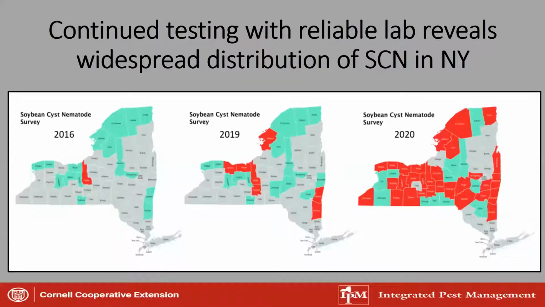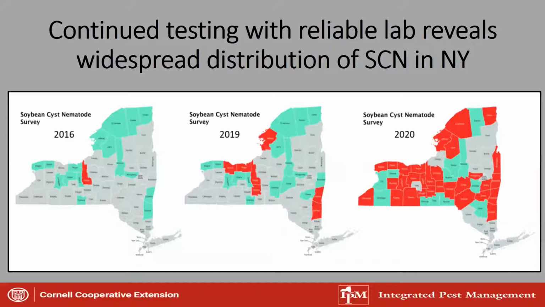But if we look at this a little bit more closely now, we first started testing for soybean cyst nematode in 2013 here in New York State. These maps here, first of all, to give you some clarification, counties colored green mean in that year, the counties were tested but did not have a positive result. And then any counties that are red were positive, and gray just means they hadn't been tested.